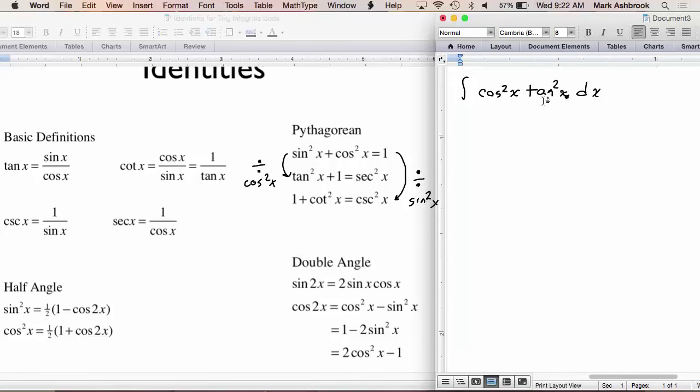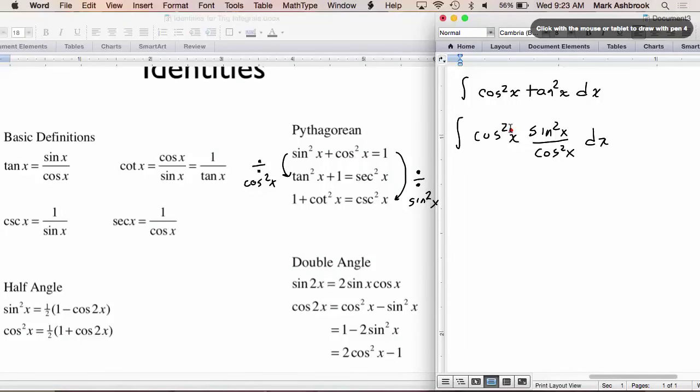We could change this tangent squared to what? Yeah, if tangent is sine over cosine, then tangent squared is sine squared over cosine squared. Here I just used an identity, the basic definition of tangent. Was that helpful? Very. Why? Now we've got this nice ratio, cosine squared over cosine squared is 1, and it goes away. And so now, essentially, what I gave you at the beginning is the same as the integral of sine squared.